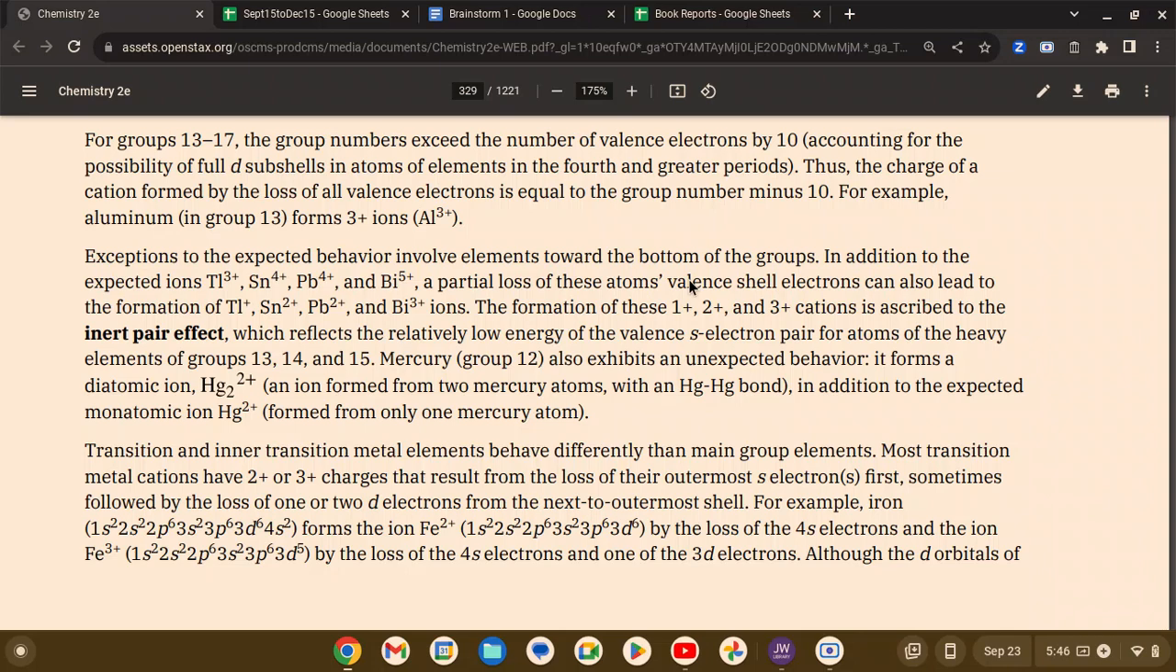Transition and inner transition metal elements behave differently than main group elements. Most transition metal cations have +2 or +3 charges that result from the loss of their outermost s electron first, sometimes followed by the loss of one or two d electrons from the next to outermost shell. For example, iron forms the +2 ion by the loss of its 4s electrons, and the Fe3+ ion by the loss of the 4s electrons and one of the 3d electrons.